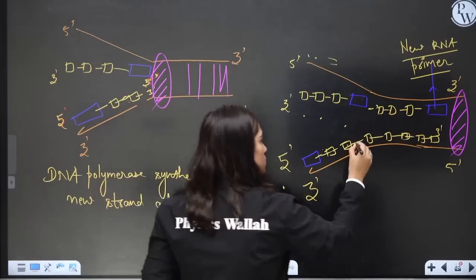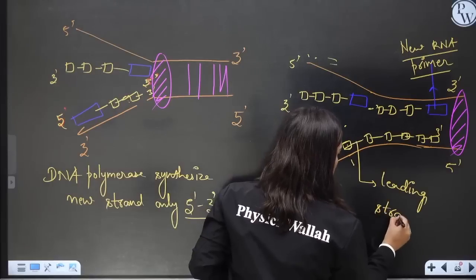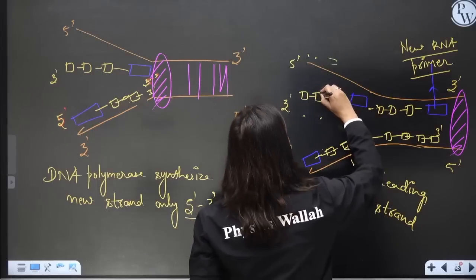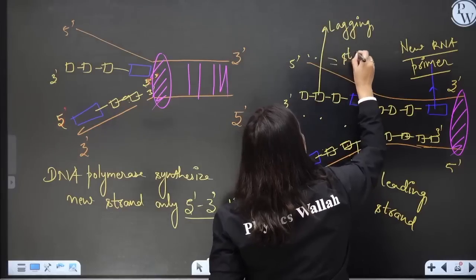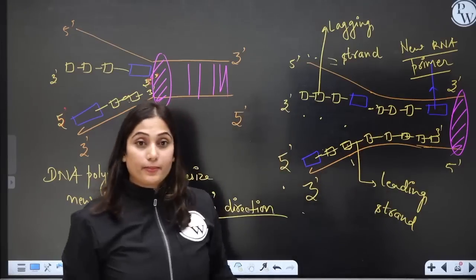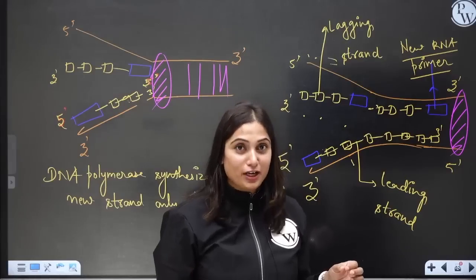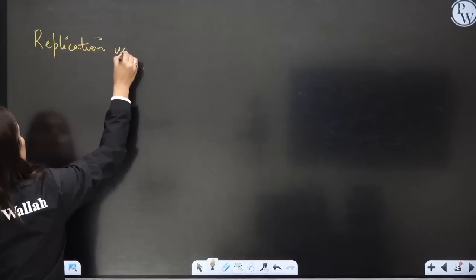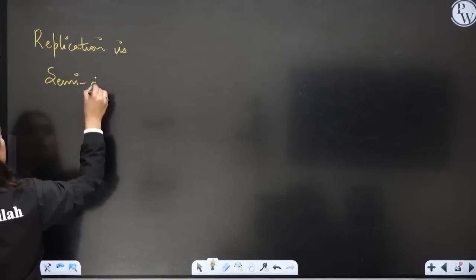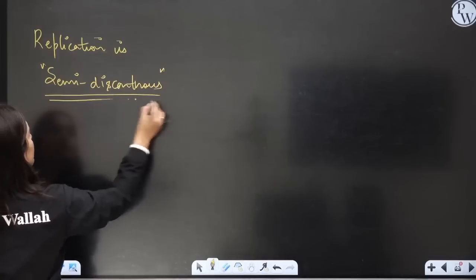Okay, so this one is the leading strand, and this one is the lagging strand. Okay, so the process of replication is not just semi-conservative, but the process of replication is semi-discontinuous also. Why is it semi-discontinuous?